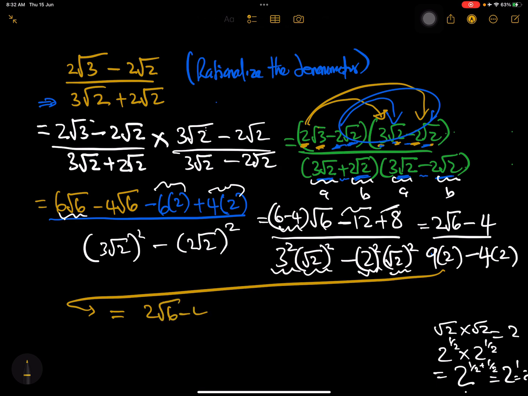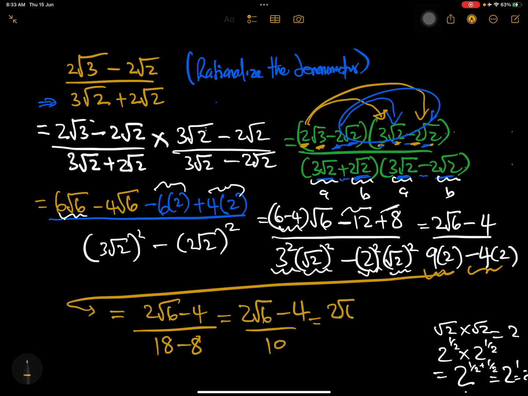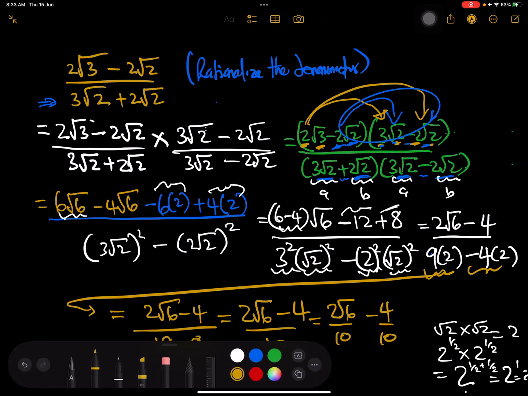Now we can simplify things here by saying it's equal to 2 square root of 6 at the numerator minus 4, divided by this. 9 times 2 is 18. And then negative 4 times 2 is minus 8. So we're going to get 2 square root of 6 minus 4 over what? 10. We are getting 2 square root of 6 over 10 minus 4 over 10. I hope you know where that is coming from, though.